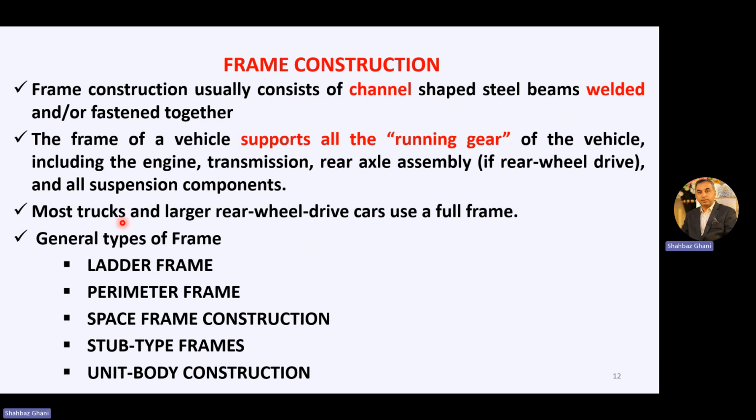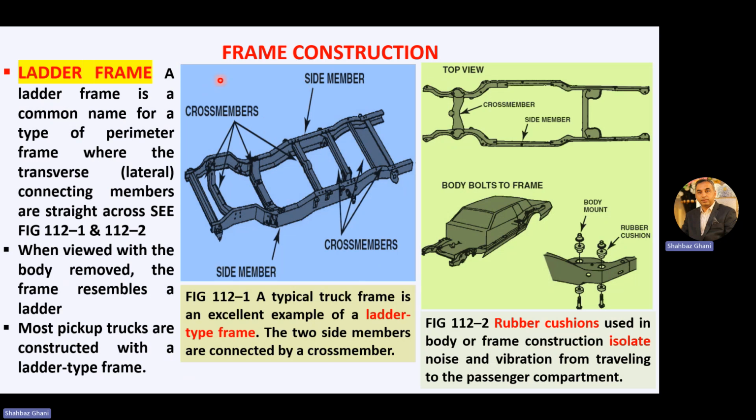So general types of frames are ladder frame, perimeter frame, space frame construction, sub-type frames, and unit body construction. So there are 5 types of frame. First one is the ladder frame. Then we have a perimeter frame, space frame construction, sub-type frame, and unit body construction. Now let's see the frame construction. The first one is the ladder frame.